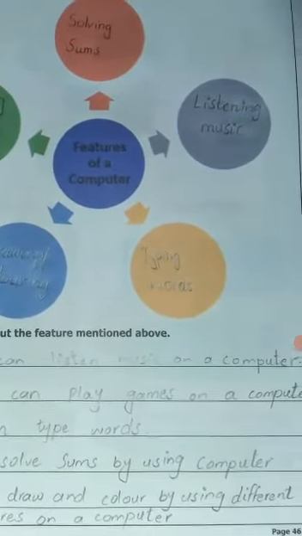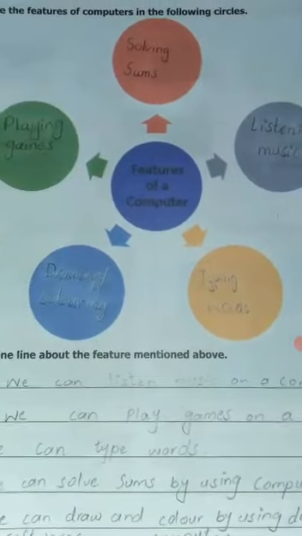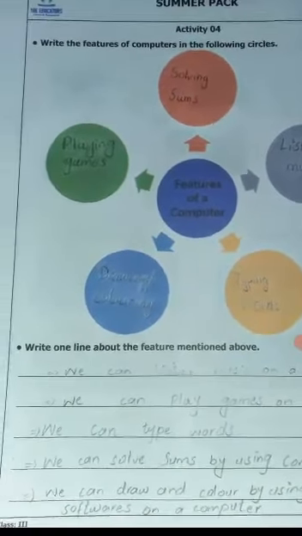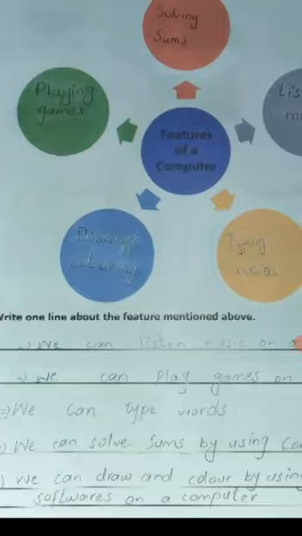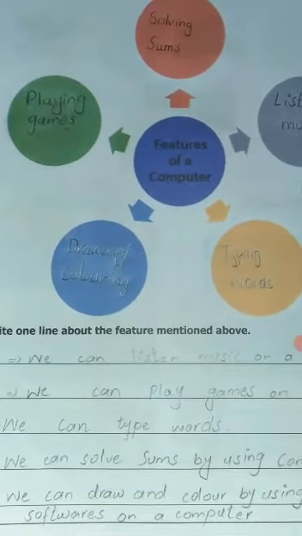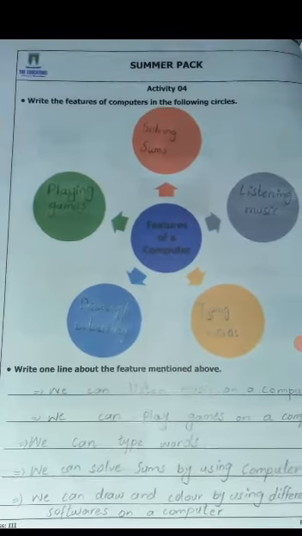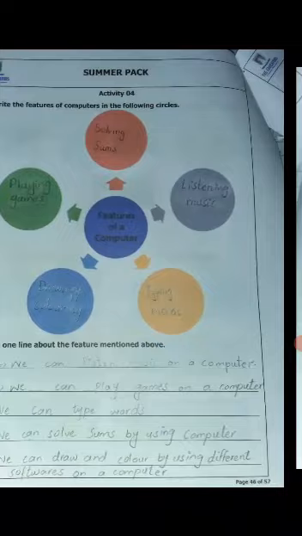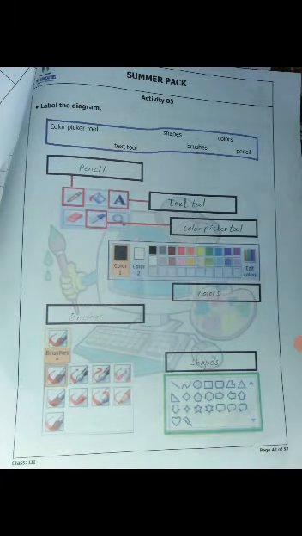We can listen music on a computer. We can play games on a computer. We can type words. We can solve sums by using computer. We can draw and color by using different softwares on a computer. Is it clear? So we'll go to next page, page number 47.